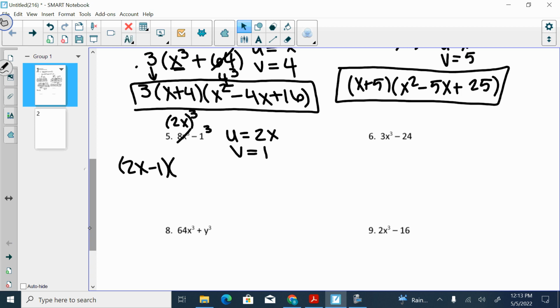Right. Because when I square 2x, remember that means to square the 2, which like he said is going to become 4. And I square the x, so x squared. So it becomes 4x squared when we square it. Okay? Plus u times v. What's 2x times 1? 2x. And then plus v squared, which would just be 1. Very good.